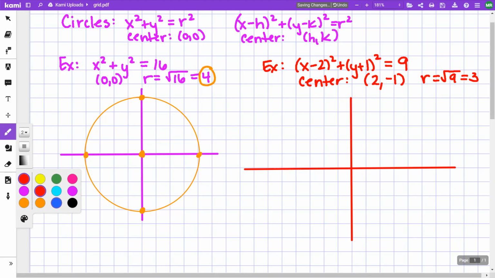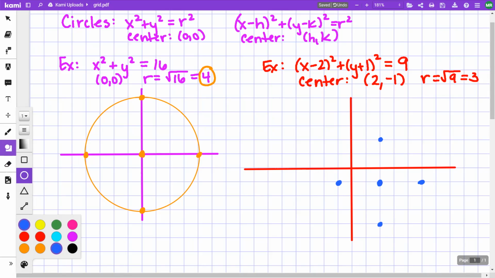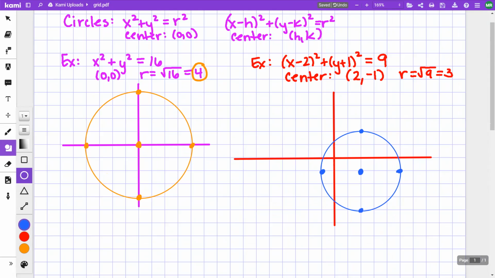I am going to go to 2, negative 1. From here, I'm going to go 3 in each direction: 1, 2, 3. Then I'm going to draw my circle. And there you go.